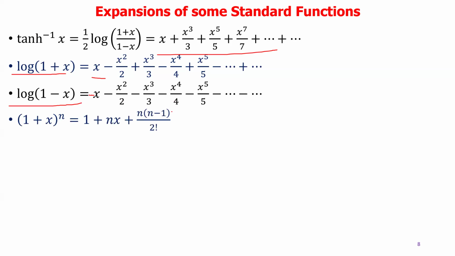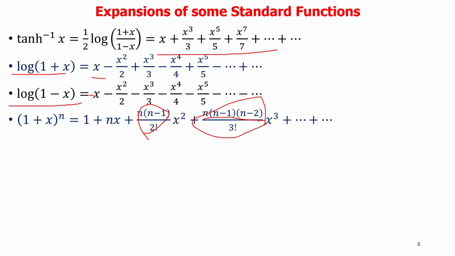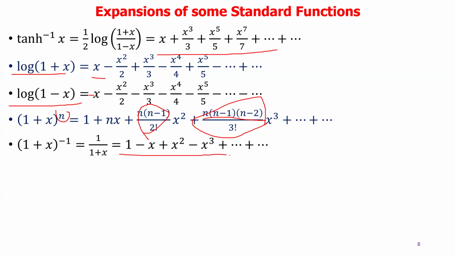We know that 1 plus x whole to the power n is a binomial expansion. It can be written as 1 plus nx plus n into n minus 1 upon 2 factorial into x square plus n into n minus 1 into n minus 2 upon 3 factorial into x to the power 3 and so on. If we substitute n equal to minus 1, then we get something very interesting, which is 1 minus x plus x square minus x cube and so on.